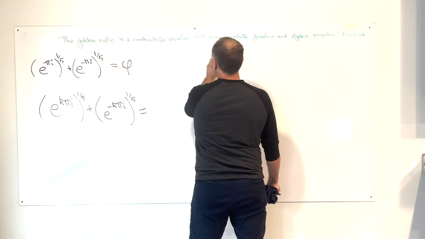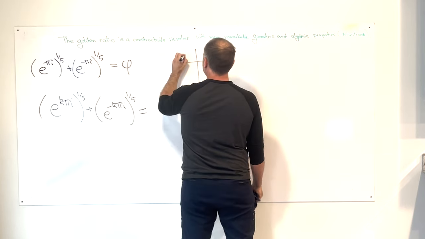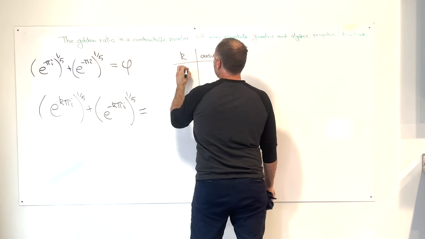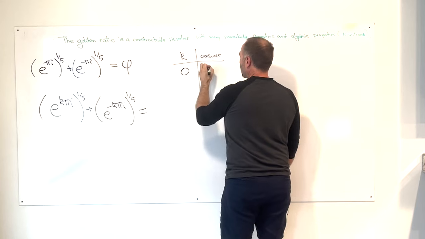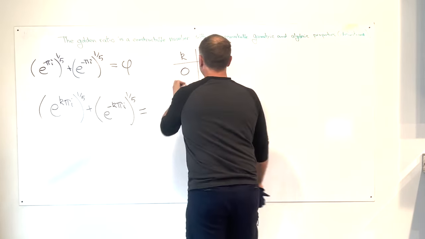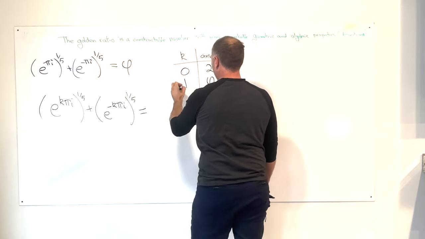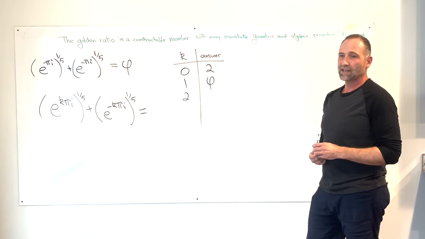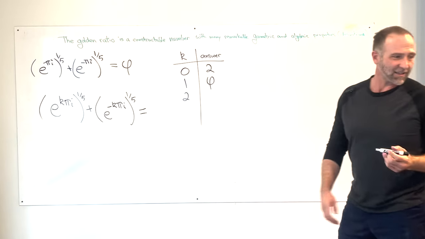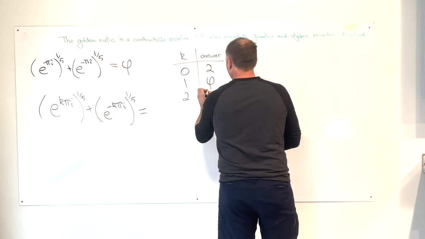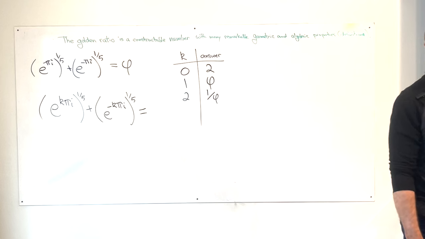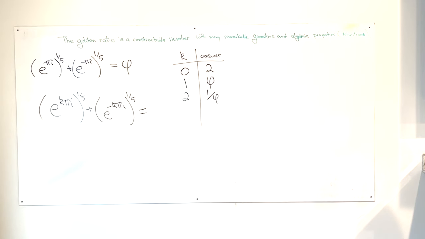All right, so I'll make a chart here. We're going to do k and answer. You put in 0, and you got 2. Put in 1 for both k's, we get the golden ratio. Put in 2, and it'll give you a decimal number, so you might have to recognize it. Do you recognize it? 1 over the golden ratio. Grab it and type it in, put 1 over, and you'll recognize it.